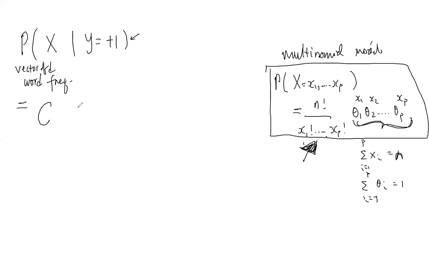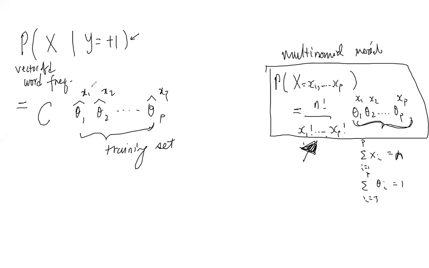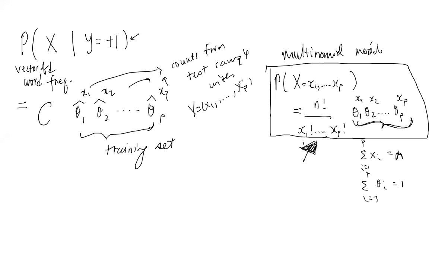So basically now you have theta 1 hat, theta 2 hat. These are all from the training set, already estimated from the training set. Then basically this will be your x1, x2, until xp. So these are the counts from your test sample, yeah? Test sample with this vector, right? Okay.